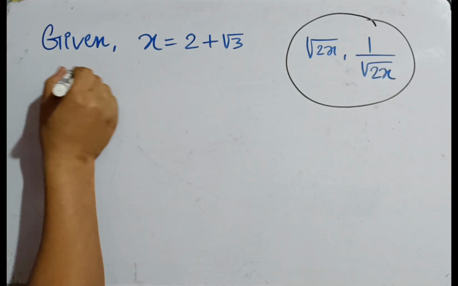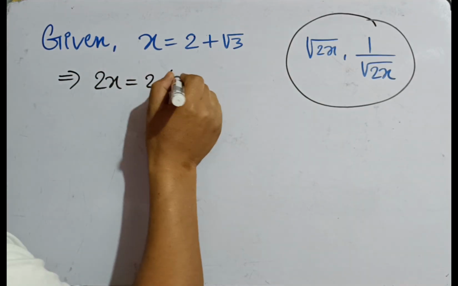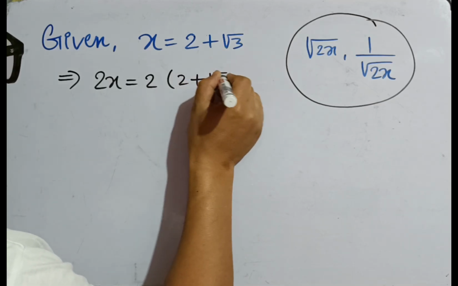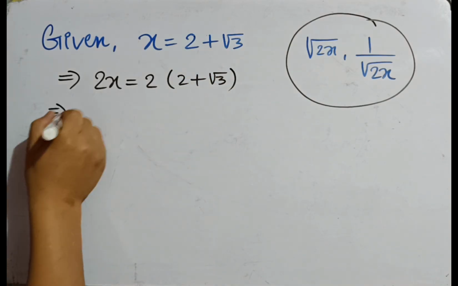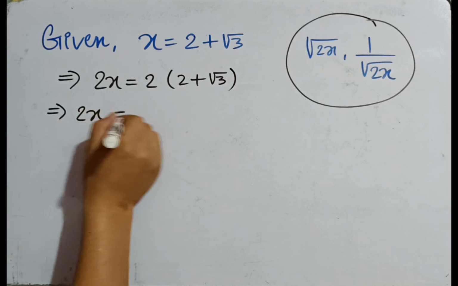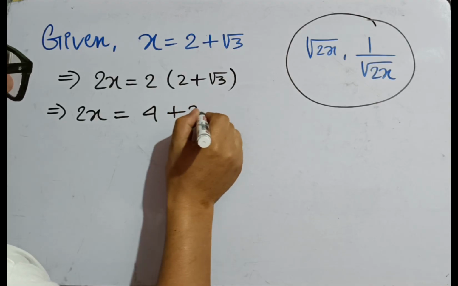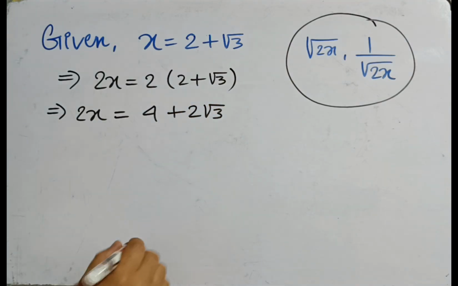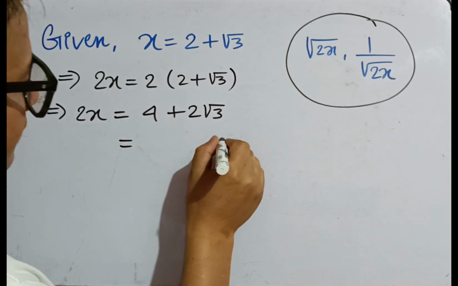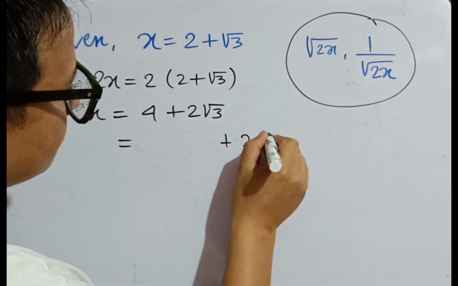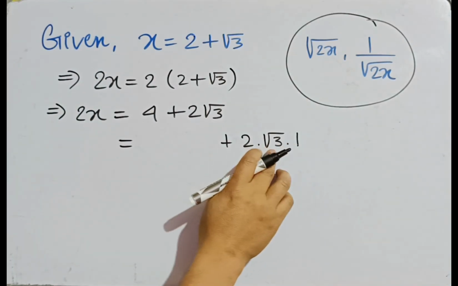Now first of all, we can multiply its both sides with 2 to calculate the value of 2x. So it becomes 2x is equal to 2 into 2 plus root 3. And in the next line, it becomes 2x is equal to 2 2s are 4 plus 2 into root 3. Now for 2 into root 3, we can write this as 2 into root 3 into 1, because 2 into root 3 into 1 is 2 root 3.